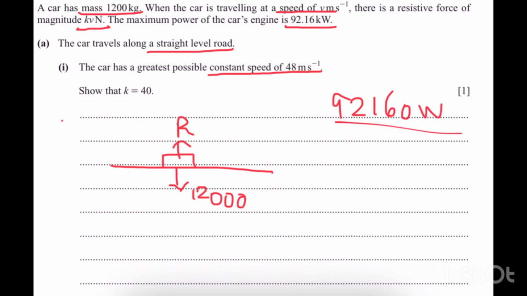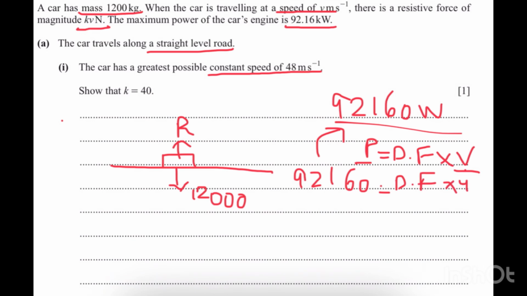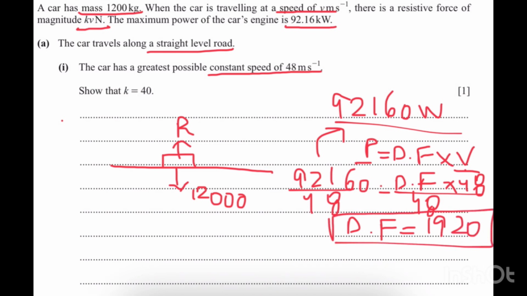And we know that the power is equal to the driving force times velocity. Now they've given us the power, 92,160, and they've given us the speed. That means we can find out the driving force. So 92,160 is equal to the driving force times 48, and dividing 48 on both sides, we get the driving force to be equal to 1920. So we have a force of 1920 moving it forwards.